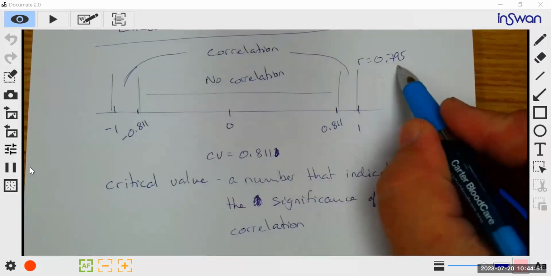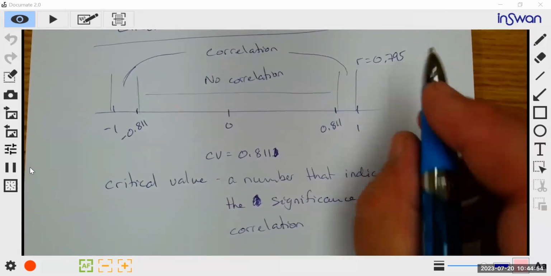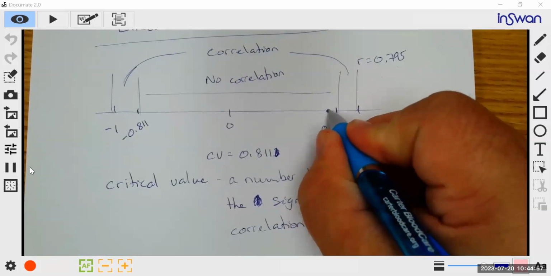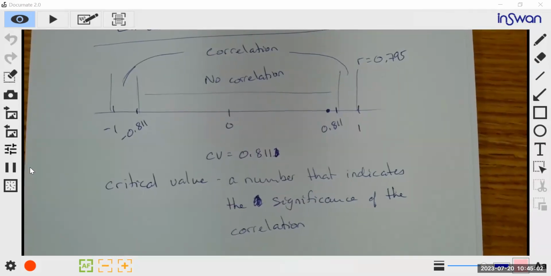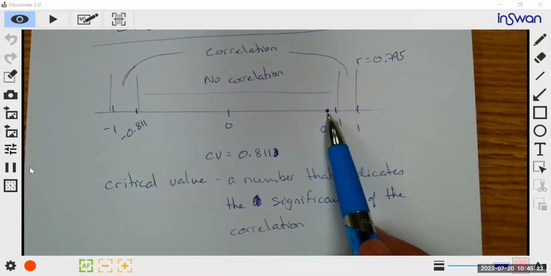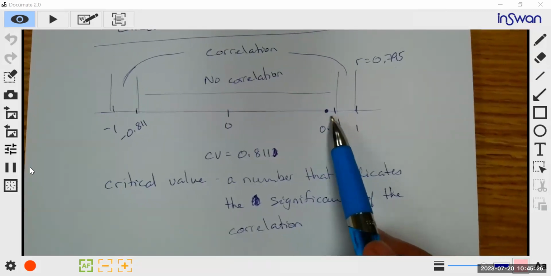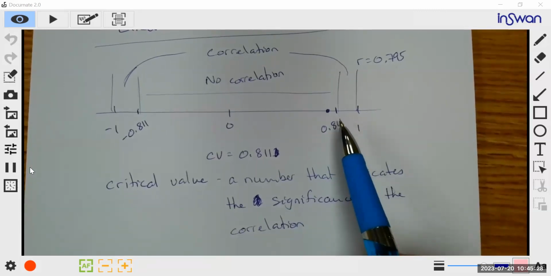So our R value is 0.791, which is right about there. Is there a correlation? No. Even though the graph looked kind of spread out, this takes away our objectiveness. Because remember, earlier we talked about is it close or close enough. This takes away all doubt about it. Is it close enough? Well, mathematically it says no. We're at 0.795. 0.795 is very close to 0.811, but it's on the wrong side of it.